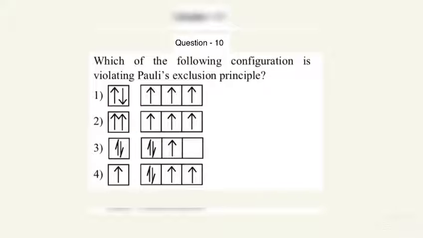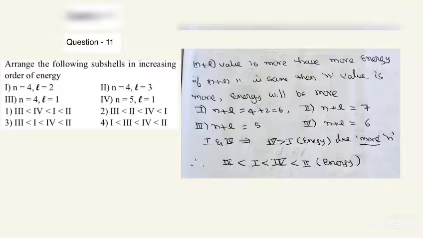Next one: which of the following configurations will be violating the Pauli exclusion principle? The Pauli exclusion principle means that if two electrons are present in the same orbital with the same spin, it will violate the principle, because no two electrons should have all quantum numbers the same. These two electrons have the same spin quantum number. So that's why option 2 is violating the Pauli exclusion principle.